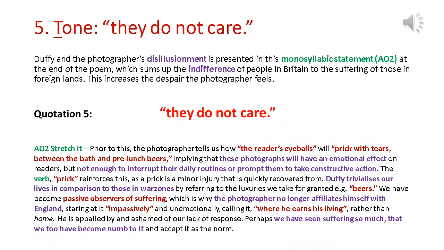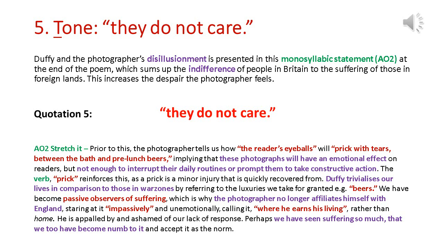Again, there are some brilliant things to say about the tone of this poem. So if we look at the final phrase, the final line in the poem, it's "they do not care." Now, Duffy and the photographer's disillusionment is presented through that monosyllabic statement. So all of the words only have one syllable.